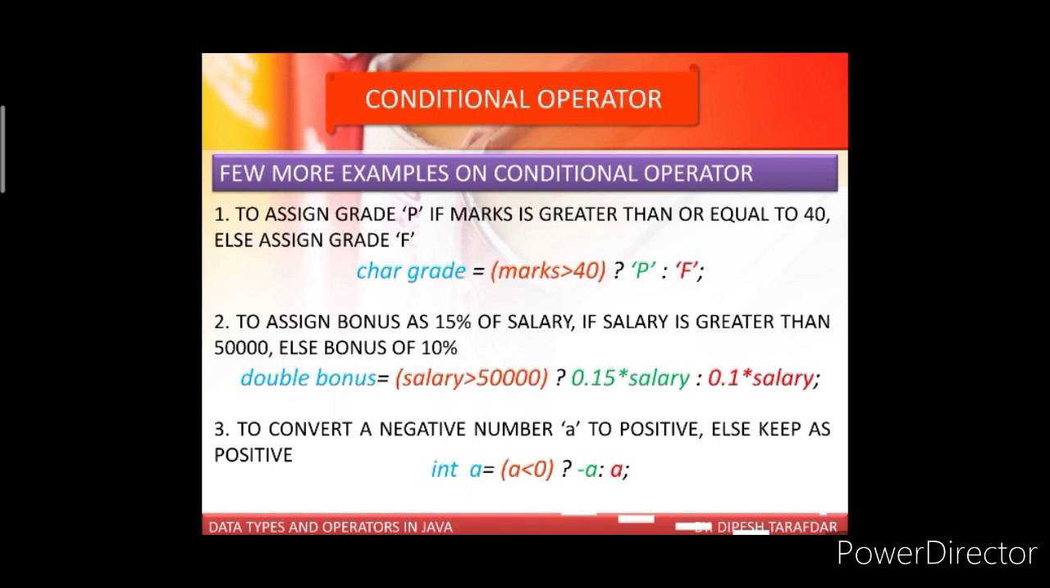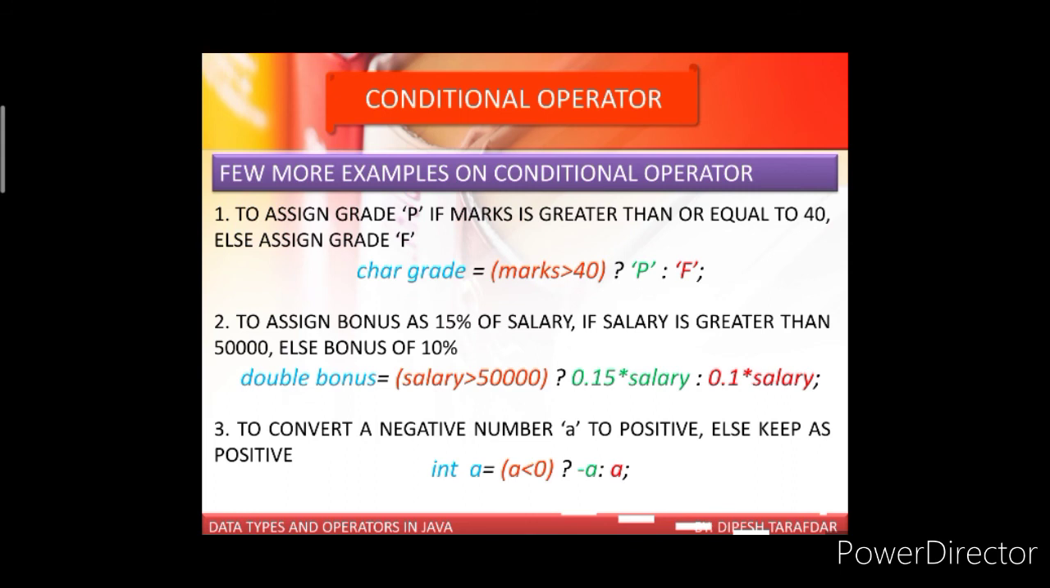We can see a few more examples. The first one says to assign grade P if the marks is greater than or equal to 40, else assign grade F. So the condition over here is that the marks should be greater than 40. If that condition is satisfied, then the true part says P and the false part says F, both of which are characters. So the result is stored in a character variable, that is char grade.